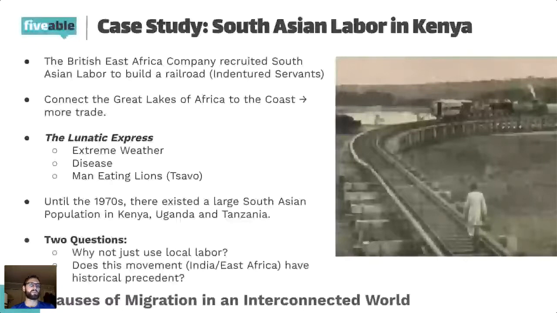So in the late 1890s, a British company called the East Africa Company wanted to build a railroad that would connect the Great Lakes region of Africa with the coast in what's now modern Tanzania and parts of Kenya.